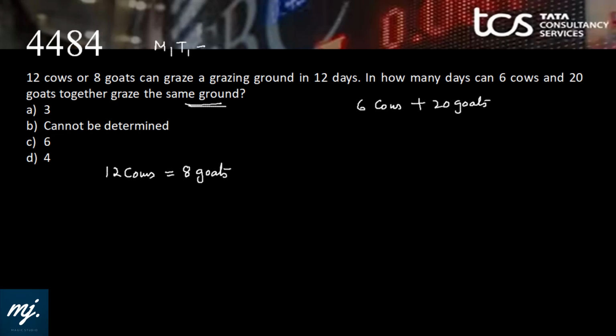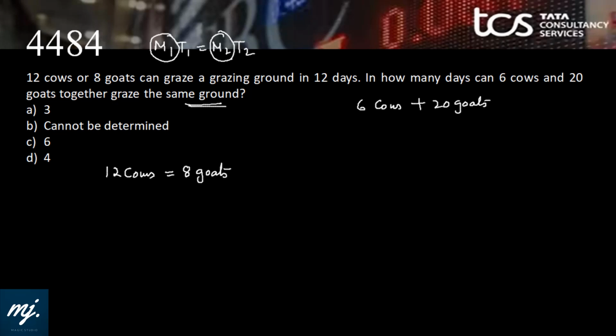We can use our formula M1 T1 equals M2 T2. But here, what should be M1 and what should be M2? Here M2 is 6 cows and 20 goats. M1 is either 12 cows or 8 goats. So out of these two, we can only keep one variable here at M1.